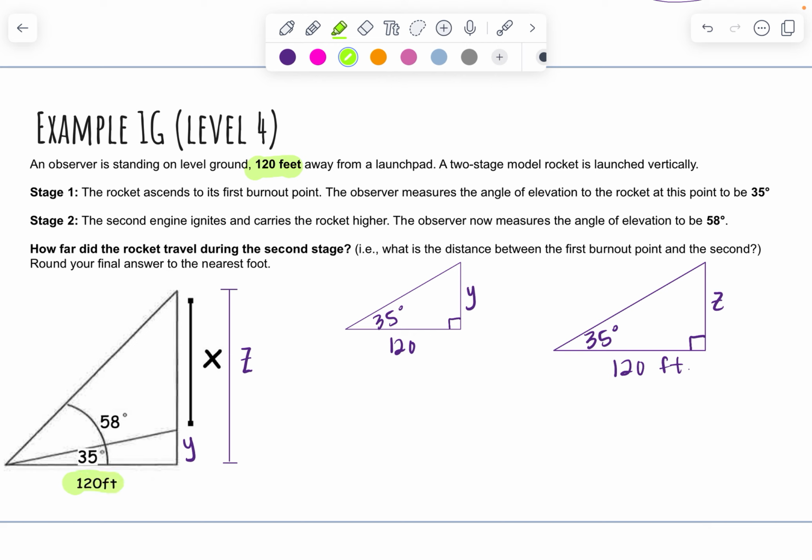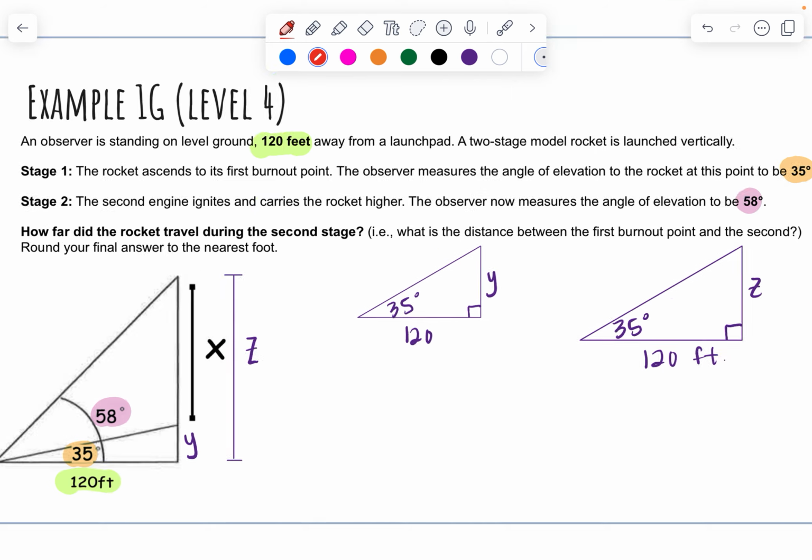A 2-stage model rocket is launched vertically. The first stage, the rocket ascends to its first burnout point. The observer measures the angle of elevation of the rocket to be at 35 degrees. Stage 2, the second engine ignites and carries the rocket higher. The observer now measures the angle of elevation to be 58 degrees. How far did the rocket travel during the second stage?